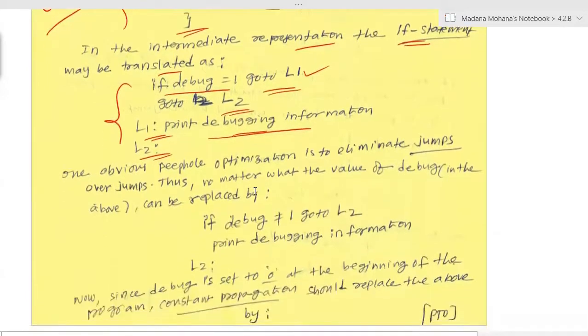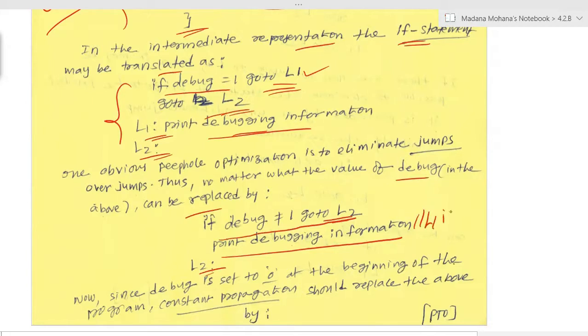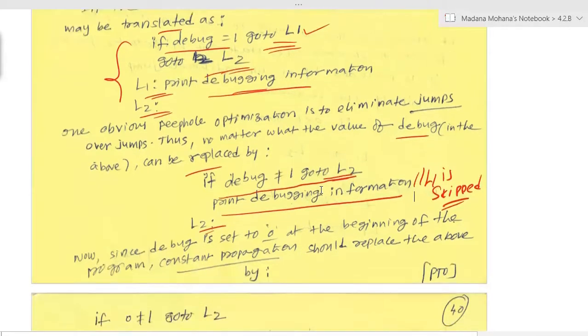One obvious peephole optimization is to eliminate jumps over jumps. Here you can see we have two jumps, go to L1 and go to L2. This may be reduced using peephole optimization. No matter what the value of debug, the above can be replaced by: if debug not equal to 1, go to L2. Then print debugging information, then L2. Here L1 is skipped, which means unnecessary jumps are eliminated. So the code is optimized now. That is the importance of peephole optimization.